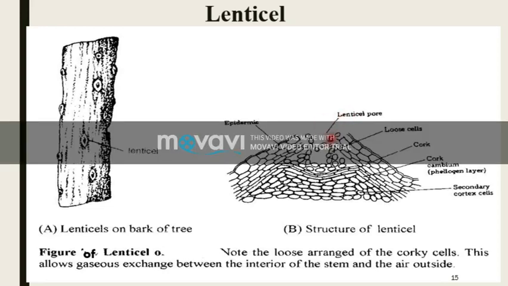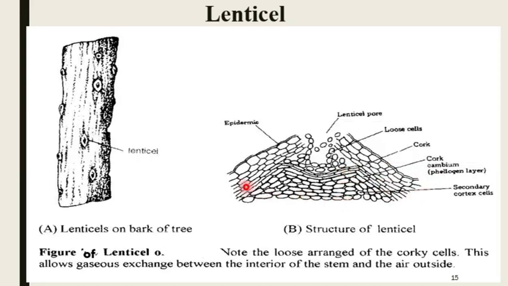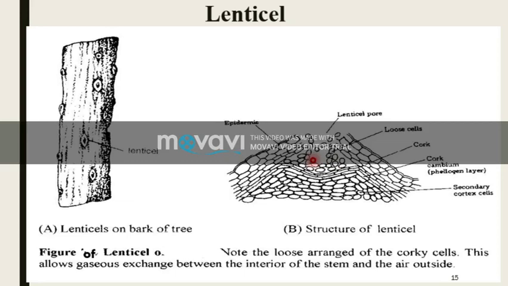And from these spaces or lenticel pores, gaseous exchange takes place. Below the cork, cork cambium is present, and then secondary cortex. It means when the cork is formed, the epidermis falls off. In the cork, these spaces are formed, which are called lenticel pores or lenticels, due to which the gaseous exchange takes place.